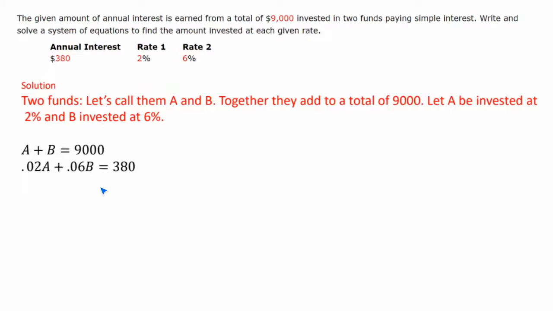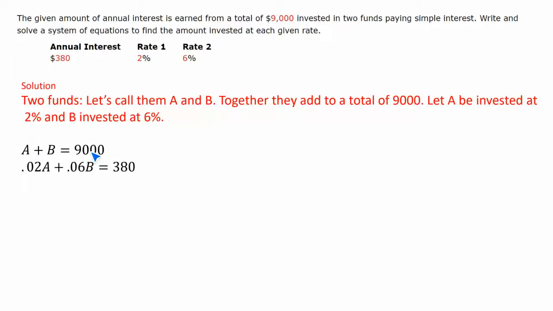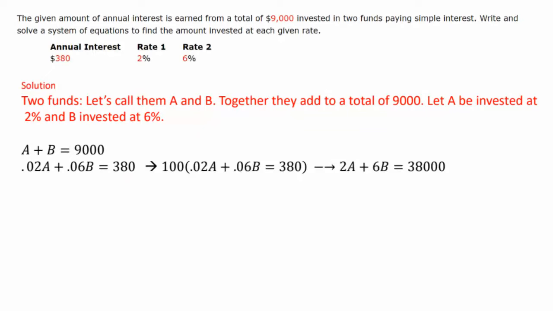So in order to solve this, we're going to need some equations. One of the equations is that A plus B is going to be 9,000. So you have two accounts, they add up to 9,000. And then the second equation is that the interest rate for the first account is at 2%, and we're going to write that as a decimal. And then my second account was used at 6%. So in decimal, that's 0.06. And all we know is that together, these two funds earned $380 in interest. So now I have two equations, and I can solve for my variables.